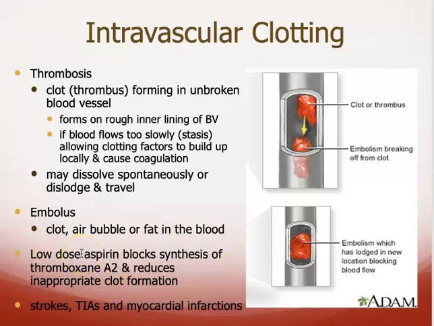You probably have heard of people being told to take aspirin to prevent blood clots. So that prevents that thromboxane A2. And if you remember, thromboxane A2 causes platelet aggregation and vasoconstriction. So by blocking thromboxane A2, it prevents platelet aggregation from happening. So it prevents clots from forming. Again, if we don't prevent that, that can lead to strokes, transient ischemic attacks, and myocardial infarctions, so heart attacks.